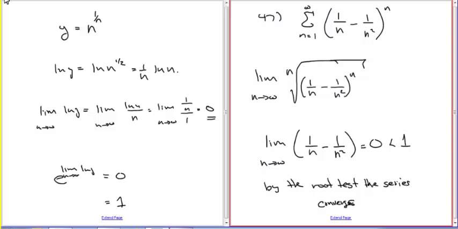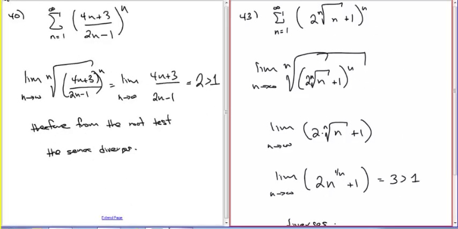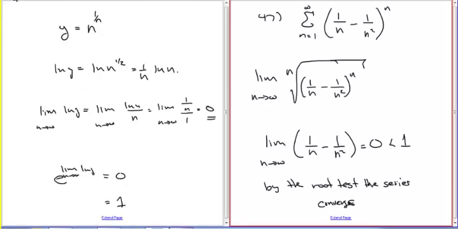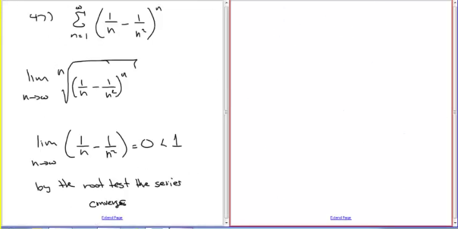Did I say root test earlier? Root test, yeah, okay. So it says 47 converges. Yes, exactly. Okay, that's it for that section.